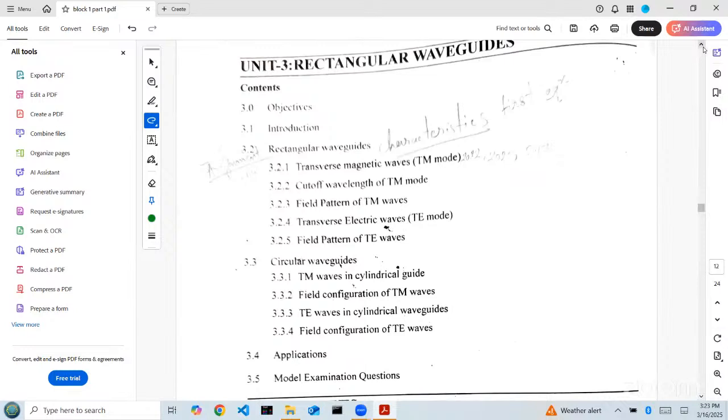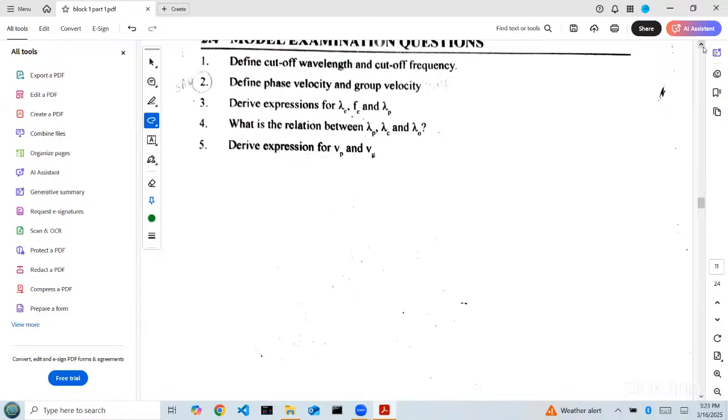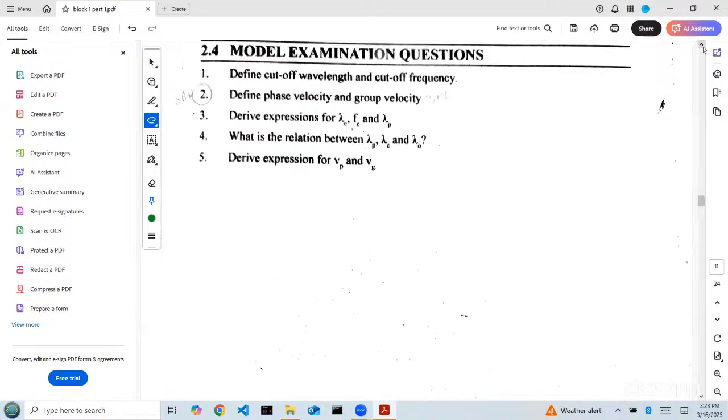Just see the short answer questions that are covered from this unit 2. Derive expression for Vp and Vg. Just now we saw. One more question is: what is the relation between lambda p, lambda c, lambda naught? That is the waveguide equation. Waveguide equation. Next.